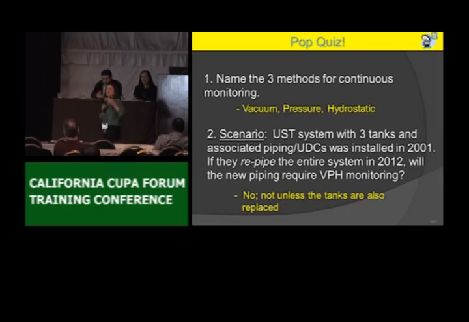VPH comes into effect when you're installing the tank. You can change out the piping, you can make your modifications, but it becomes the monitoring requirement when that new tank is installed.